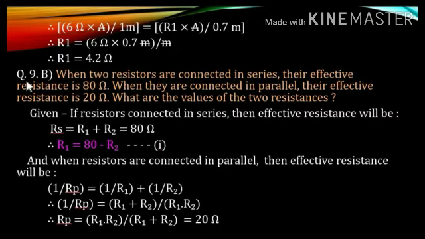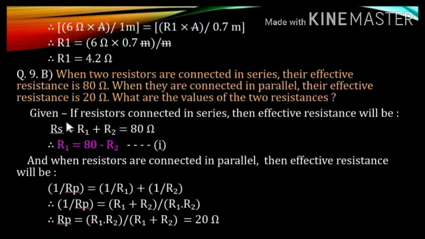Now the next numerical example in exercise is question number 9b. When two resistors are connected in series, their effective resistance is of 80 ohm. That means summation is there. When they are connected in parallel, their effective resistance is 20 ohm. What are the values of the two resistances?